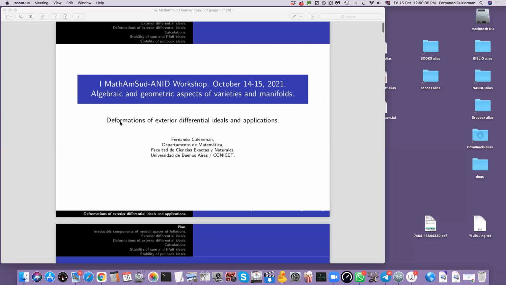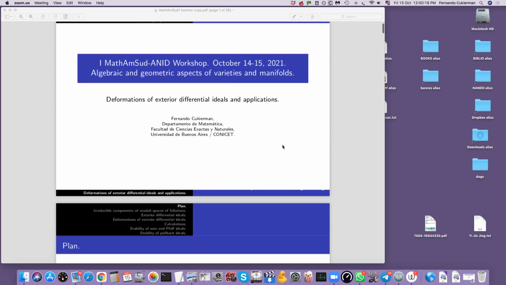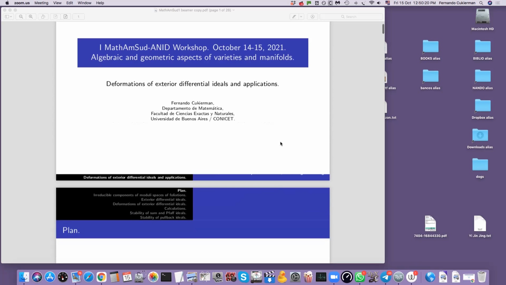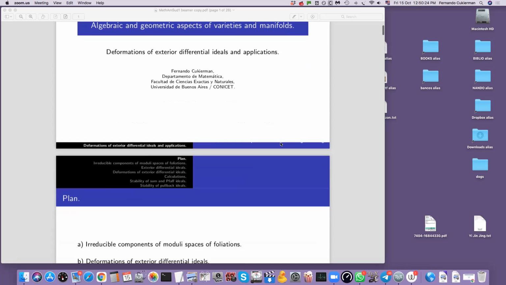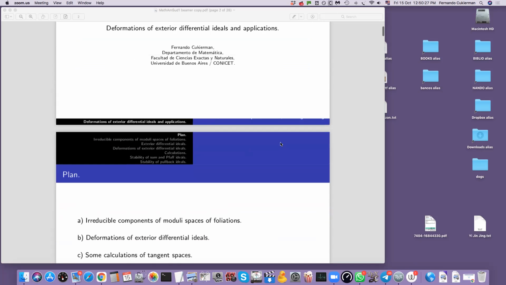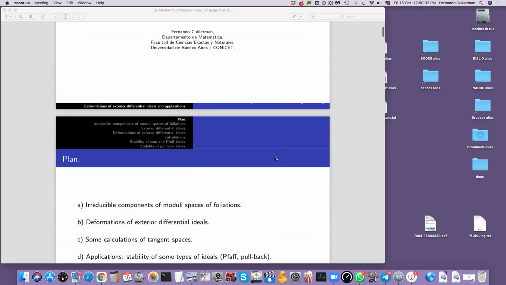I will talk about the deformation theory of these objects, which are exterior differential ideals, and applications. The applications refer to applications to the geometry of the moduli spaces of these exterior differential ideals. I will try to start with the basic definitions and motivations. The motivations: the differential ideals are related to foliations.